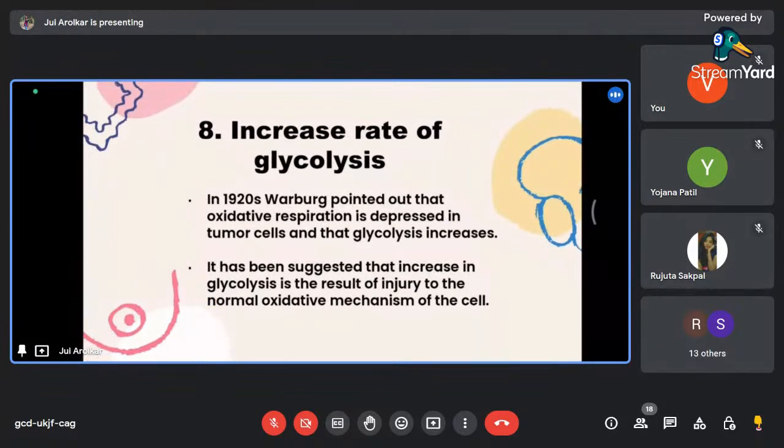The eighth property is increased rate of glycolysis. In the 1920s, Warburg pointed out that oxidative respiration is depressed in tumor cells and that glycolysis increases. It has been suggested that increase in glycolysis is the result of injury to the normal oxidative mechanism of the cell.